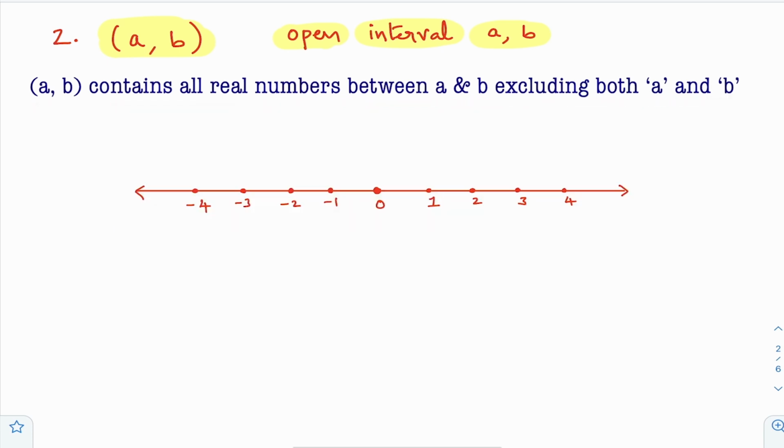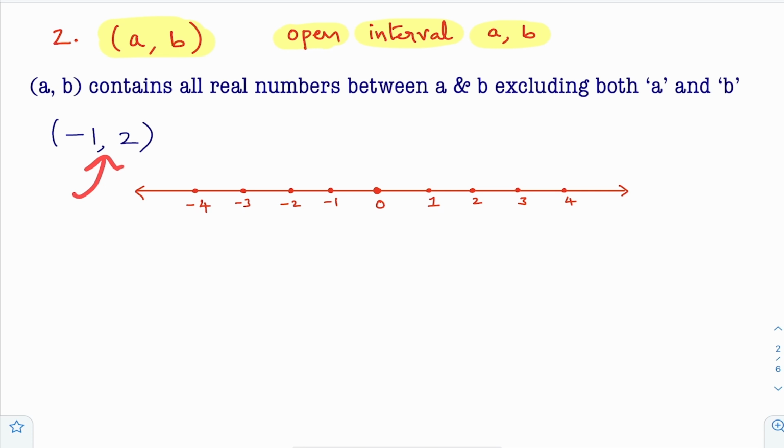We'll try to understand this. Here, I'll mark the interval. How do we read it? We read it as open interval minus 1 comma 2. What does it contain? Open interval minus 1 comma 2 contains all real numbers between minus 1 and 2, excluding both minus 1 and 2. Here, minus 1 is not in this interval.